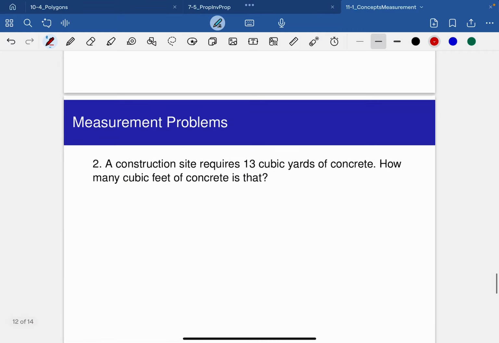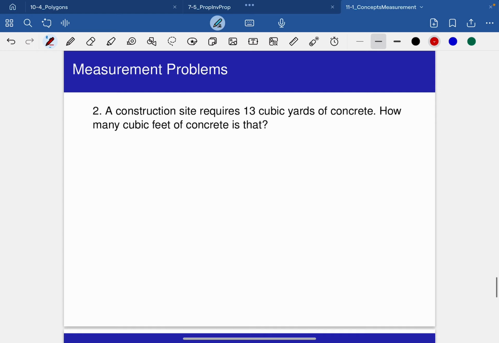Number 2: a construction site requires 13 cubic yards of concrete. How many cubic feet of concrete is that? So if we have 13 cubic yards, how many cubic feet are we talking about? Upload your answer to that.